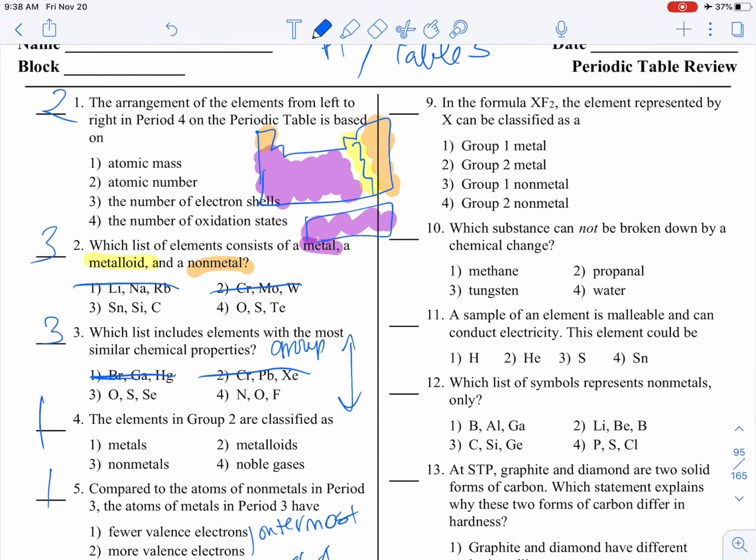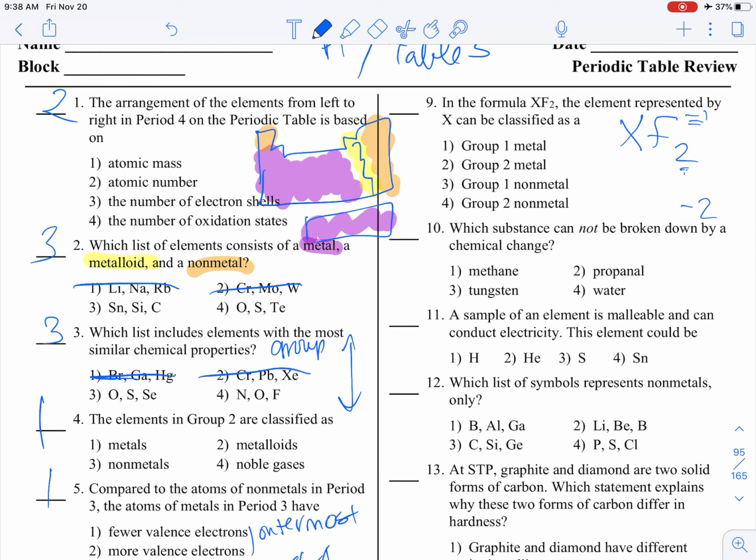In the formula XF2, the element represented by X can be classified as. Okay, so these kinds of questions always seem to trip up students. So here's what I do. I say, okay, we're going to bond in a 1-to-2 ratio, 1 X for every 2 fluorines. So I go to the periodic table, and I see that fluorine has a -1 oxidation state, which means in a compound, and again, we haven't talked about this yet, fluorine is going to like to gain 1 electron. But there are 2 of them, right? So the overall charge from fluorine is -2, -1 taken twice.